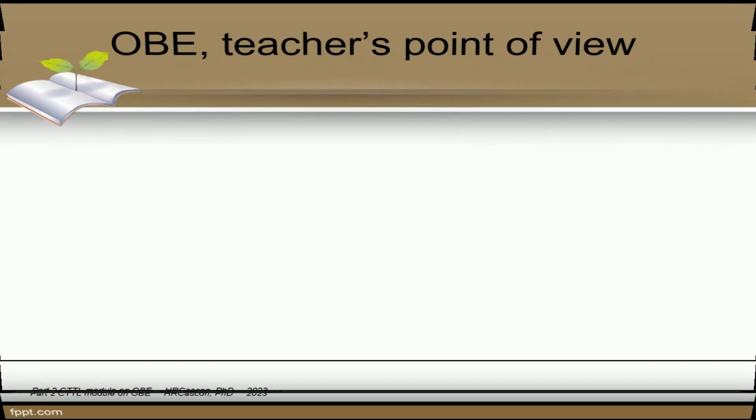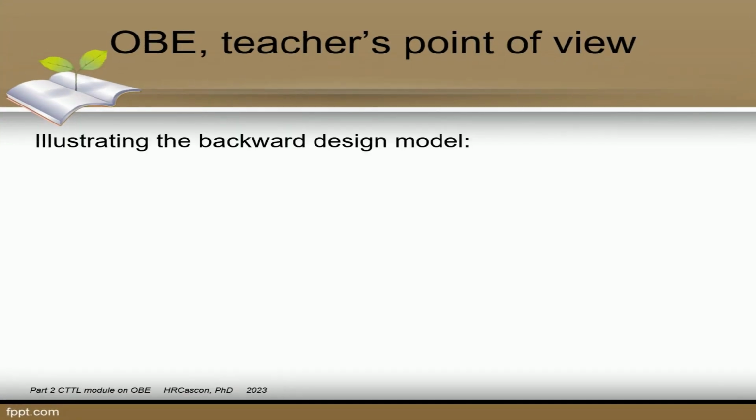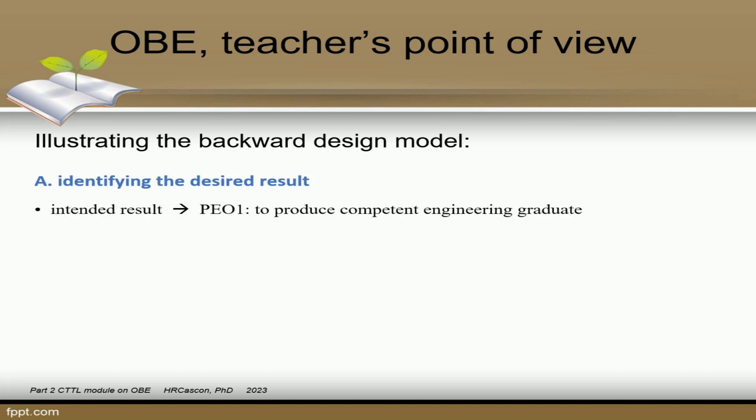Here we illustrate the backward design model. Let us extend the process by starting from the ultimate intention of the department to produce competent graduates. This outcome is expressed in one of the program educational objectives. Then let us design backwards down to the class instruction level. First step is the identification of desired result.